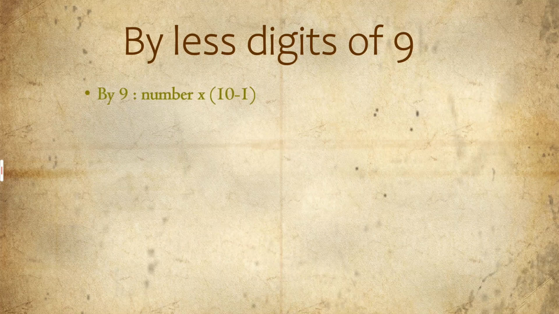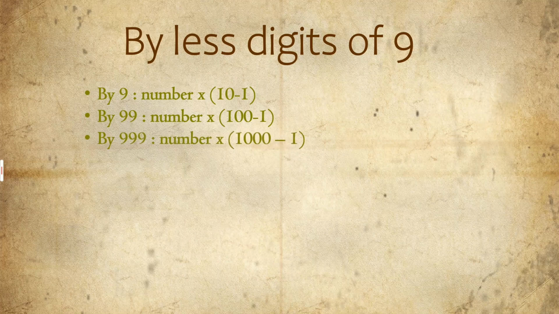The rule for this is slightly different. If you're multiplying by 9, it's going to be the number multiplied by 10 minus 1. If you're multiplying by 99, it's going to be the number into 100 minus 1. If it's going to be by 999, it's going to be the number multiplied by 1000 minus 1.